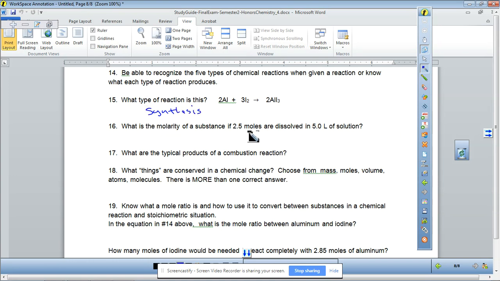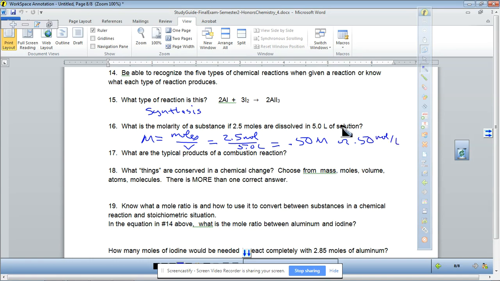Molarity problem. What's the molarity of a substance if 2.5 moles are dissolved in 5 liters? Molarity is moles over volume. So we take 2.5 moles, we divide by 5 liters, and we would get 0.50 moles per liter, or 0.5 moles per liter. What are the typical products of a combustion reaction? We had that earlier, CO2 and H2O. You can also get CO if it's incomplete.